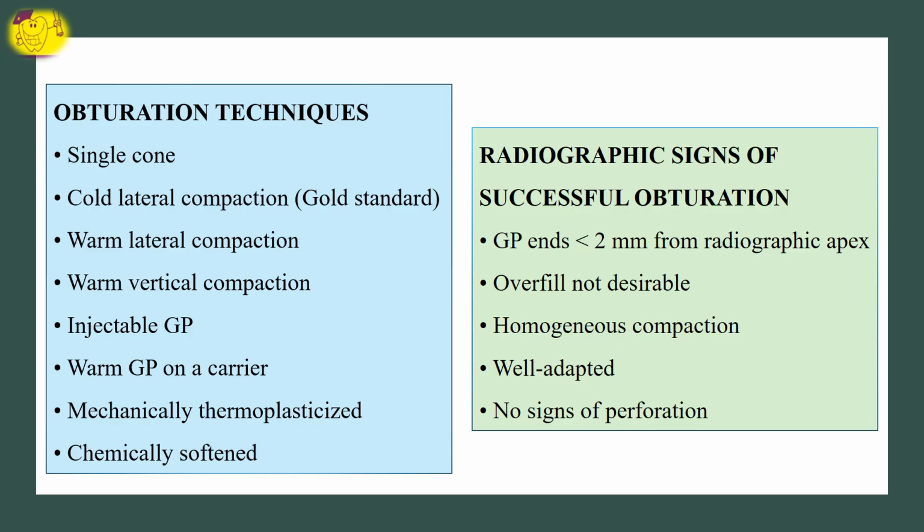Now that I know how to do obturation, how will I assess that my obturation is successful? We have a few radiographic signs. The first one being the gutta percha should end less than 2 mm from the radiographic apex, and overfill is not desirable. A homogeneous compaction is necessary, and it must be well adapted to the canal walls, and there must be no signs of perforation.